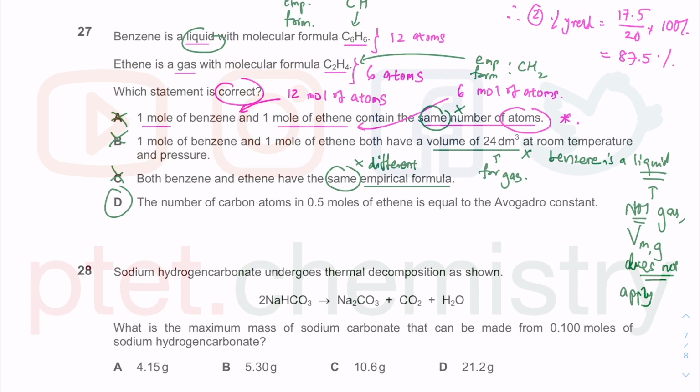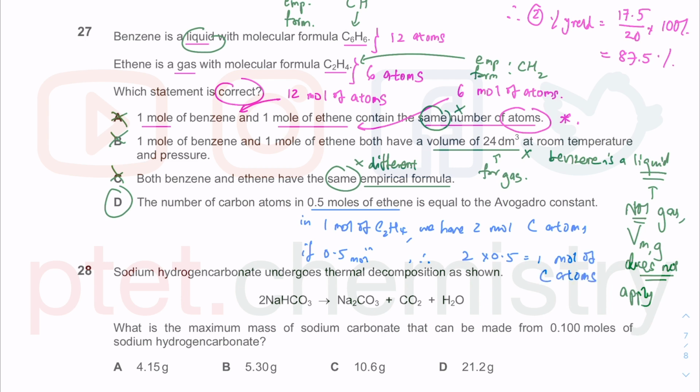Okay? So the number of carbon atoms in 0.5 mole of ethene. In 1 mole of C2H4, we have 2 mole of carbon atoms. So if 0.5 mole of C2H4, therefore we have 2 times 0.5, which is 1 mole of carbon atoms. When you have 1 mole of carbon atoms, it means you have exactly Avogadro constant number of atoms, which is 6.02 times 10 to the 23 carbon atoms. That's why D is correct.